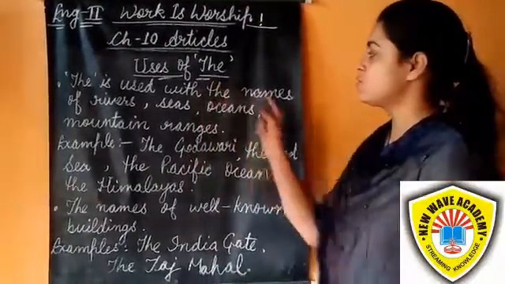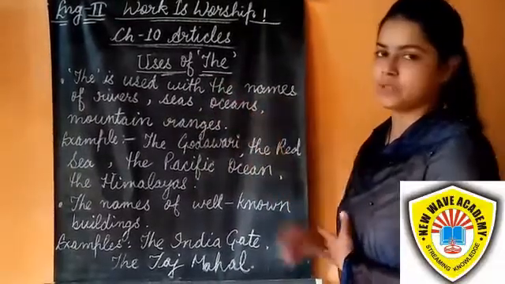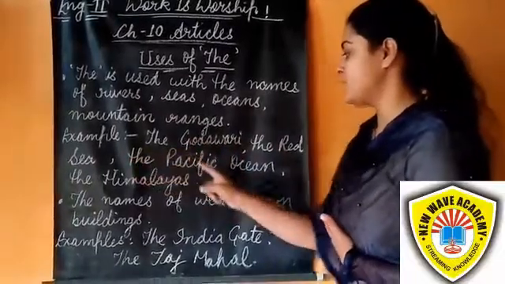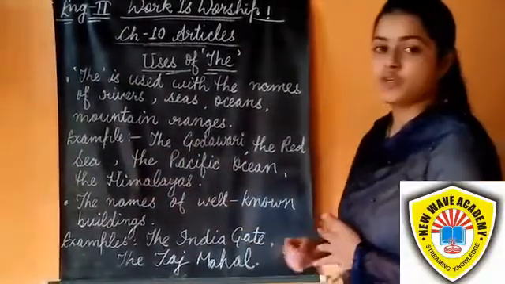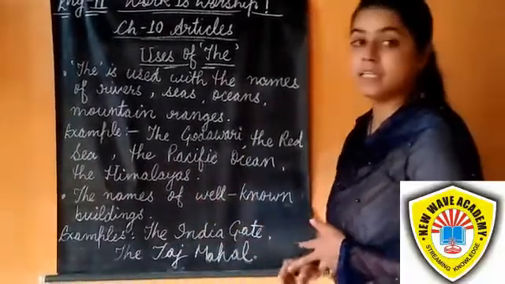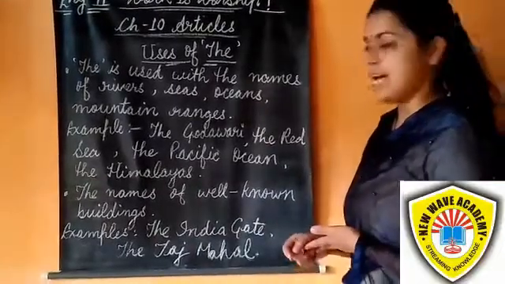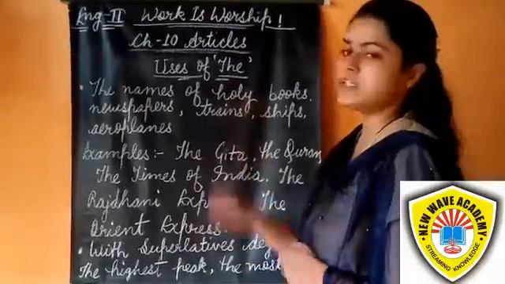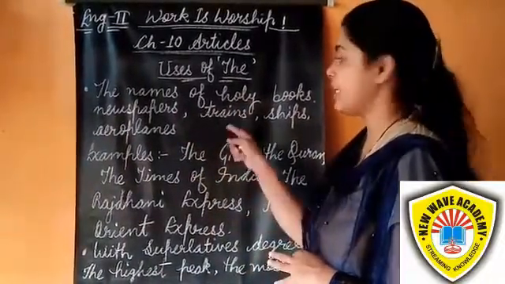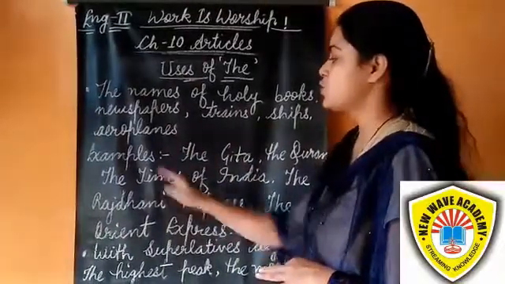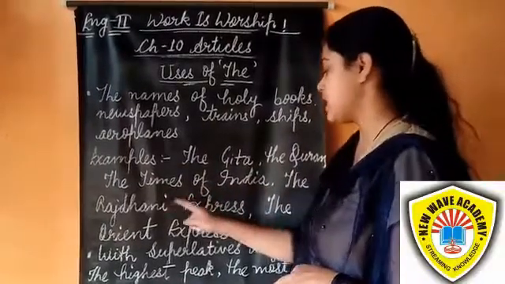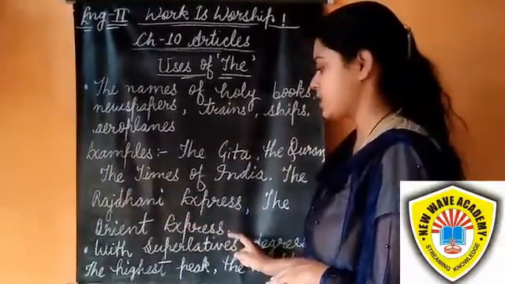The is used with the names of rivers, seas, oceans, mountain ranges. For example, the Godavari, the Red Sea, the Pacific Ocean, the Himalayas. The is used with the names of well-known buildings, for example the India Gate, the Taj Mahal and so on. It is used with the names of holy books, newspapers, trains, ships, aeroplanes. For example, the Gita, the Quran, the Times of India, the Rajdhani Express, the Orient Express.